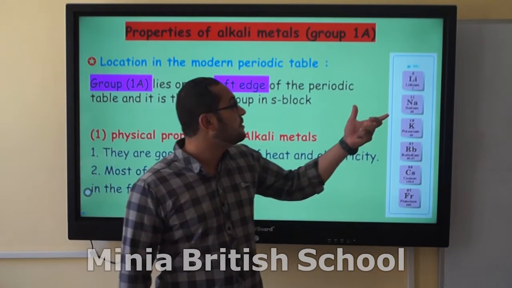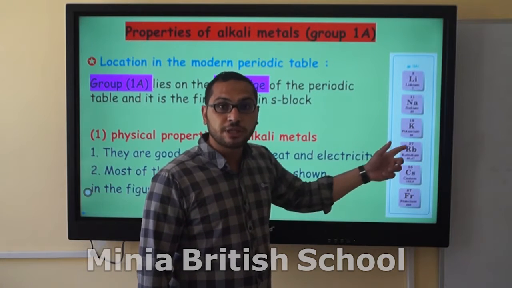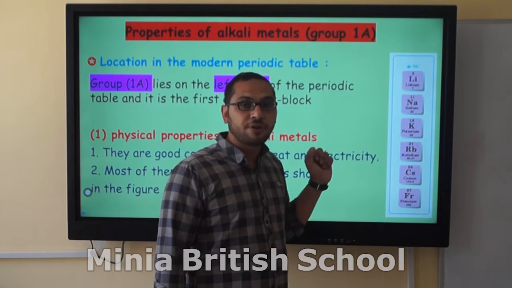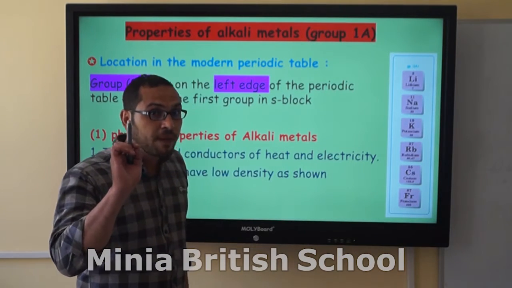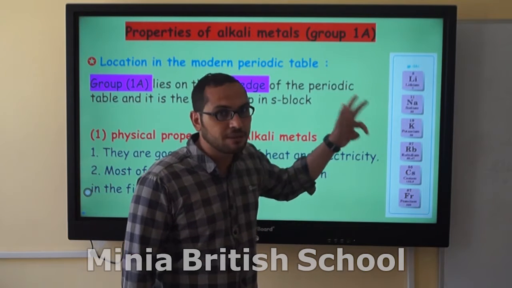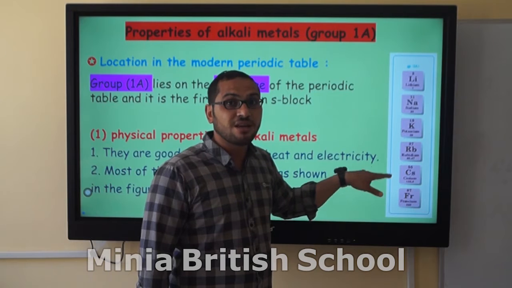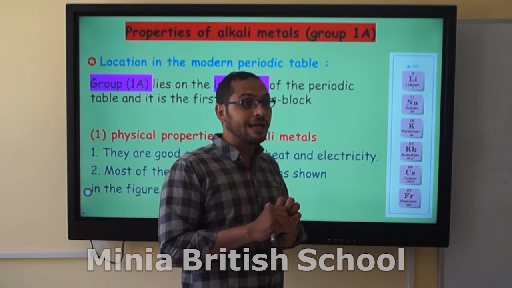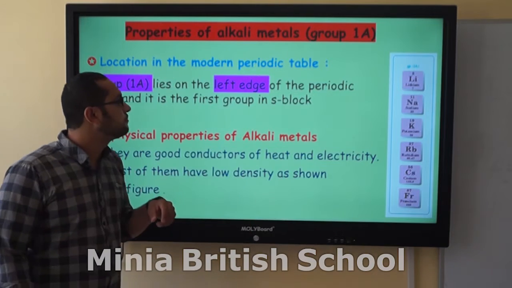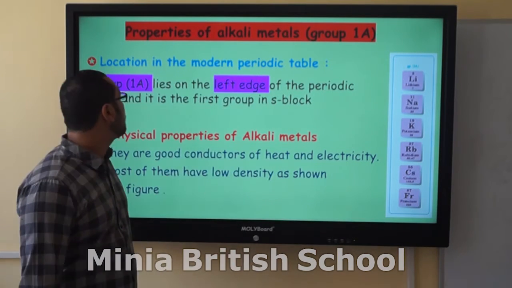These elements are lithium, sodium, potassium, rubidium, cesium, and francium. But pay attention: francium here is not considered one of the alkali metals, because francium is a radioactive element and all the time emits rays. But it belongs to group 1A.